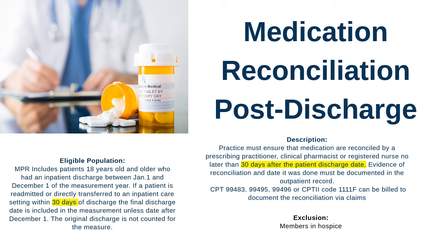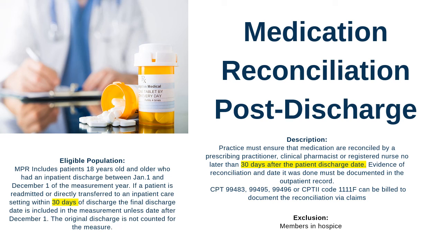Medication reconciliation post-discharge. The medication reconciliation post-discharge quality measure includes all patients 18 years of age and older who had an inpatient discharge between January 1st and December 1st of the measurement year. If a patient is readmitted or directly transferred to an inpatient care setting within 30 days of discharge, the final discharge date is included in the measurement period unless the date is after December 1st. The original discharge is not counted for the measure.